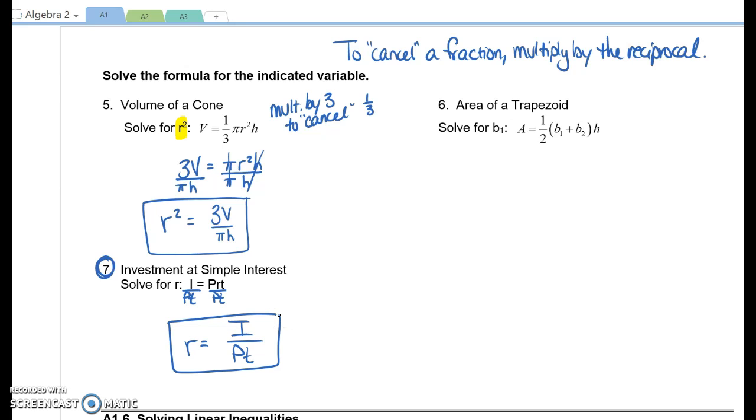Number 6. What's a little bit difficult is that the thing that we are trying to solve for is currently stuck inside the parentheses. So our first goal is going to be get the parentheses by themselves, then we can get that b1 by itself. So how should we get rid of the 1/2? Multiply by 2. So 2a equals b1 plus b2, that whole thing times h. What do you think we should do next? Divide by h.